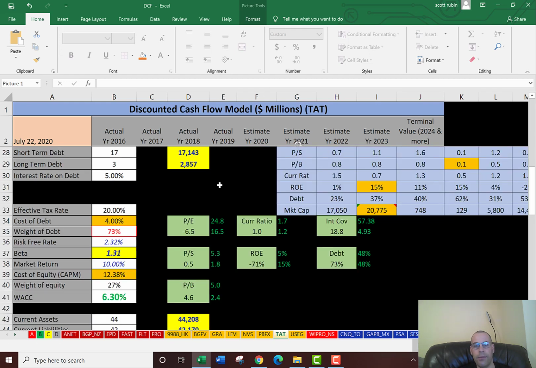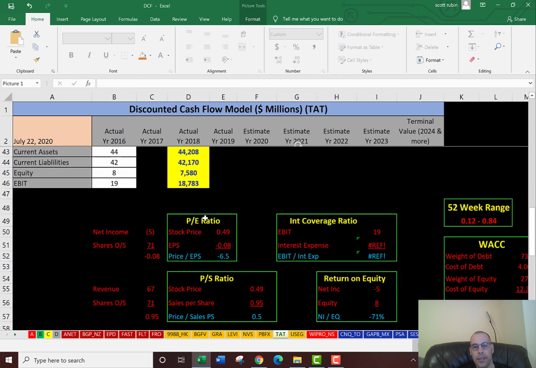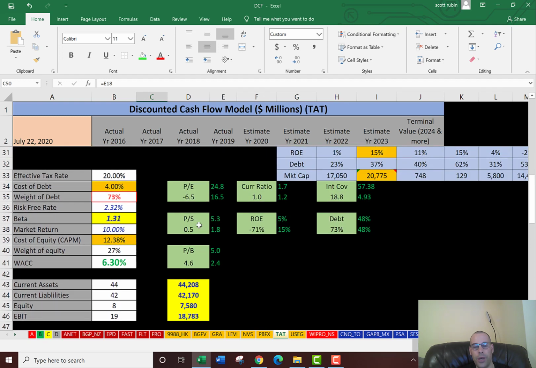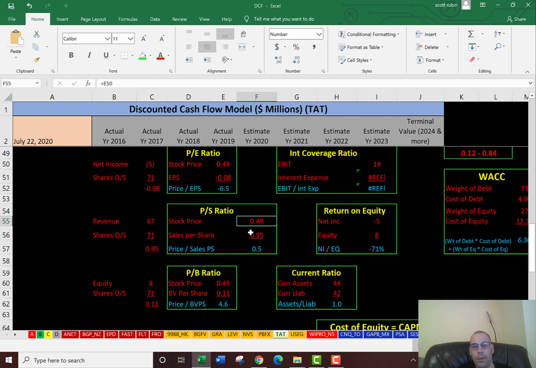Let's look at their financial ratios. They have a negative PE because their earnings per share is negative, because earnings per share is net income over shares outstanding, and their net income was negative 5 million. So you can't really look at the PE ratio. They have a price to sales ratio below 1, which is considered a really good value. That's price per share over sales per share. And to get sales per share is revenue over shares outstanding.